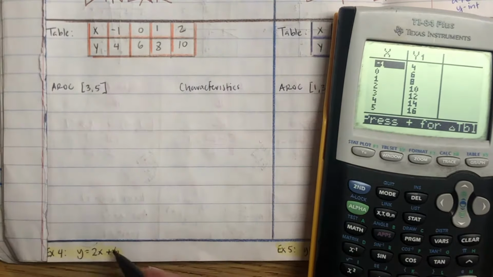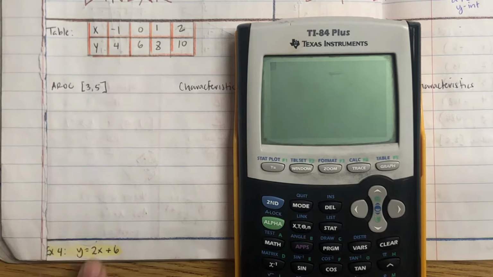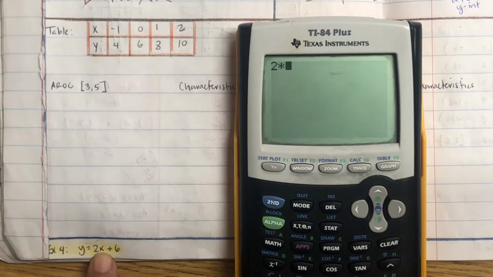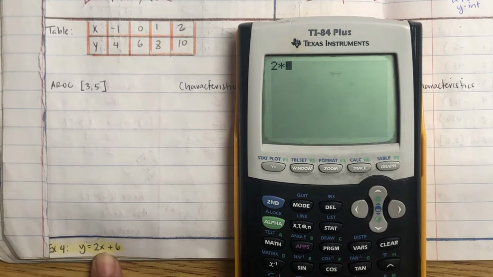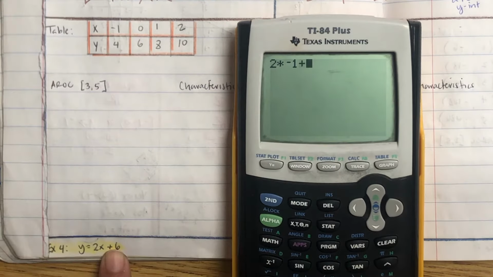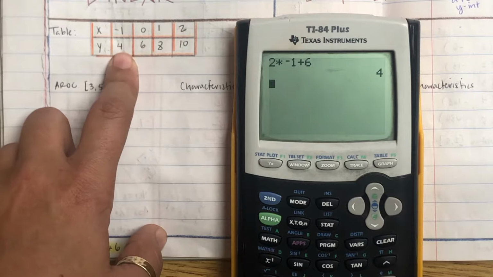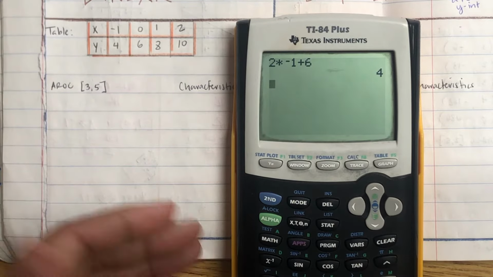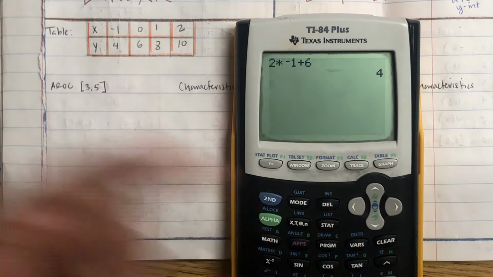The other way you can do it is you can plug in numbers. So if I do 2 times what's x, let me give it a value. Let me say 2 times negative 1. So it's this first one, plus 6, and that's going to give me 4. So if you don't have the option to do second table, you can do it by hand.